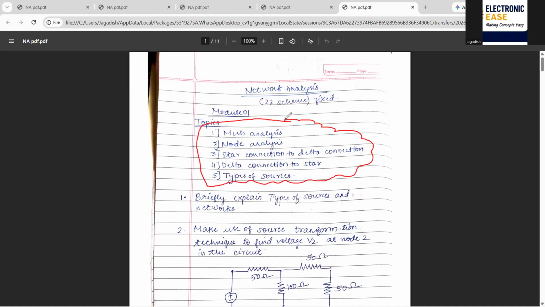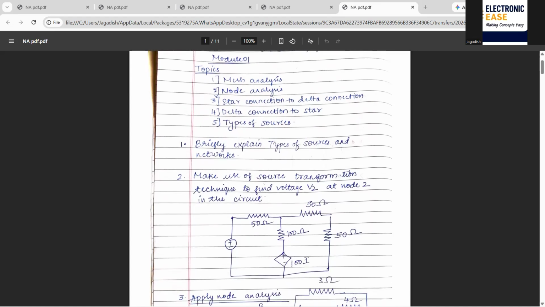Types of sources. Theory we can rarely expect in this kind of examination, because this is a completely problematic subject. The theory they will ask is to briefly explain the types of sources and networks, such as current dependent sources and current independent sources. You need to neatly explain those concepts along with the equations, and a suitable diagram. This kind of question will be asked for 4 to 6 marks, so write the answer based on the marks.